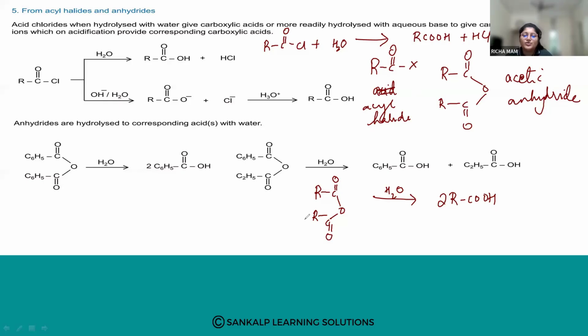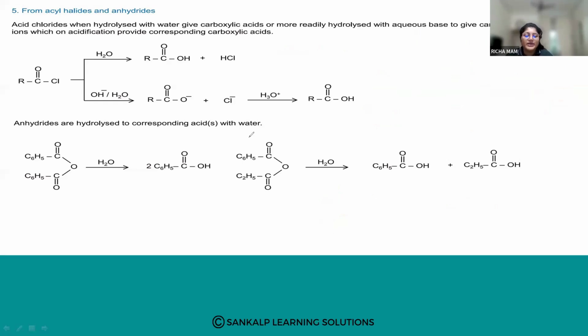Okay, so let us go further. Let me take an example. Let me take R as CH3. So CH3, C double bond O, Cl. React it with water. What is the name? It is acetyl chloride. And what am I going to get? I'm going to get CH3COOH plus HCl. I'm going to get acetic acid.